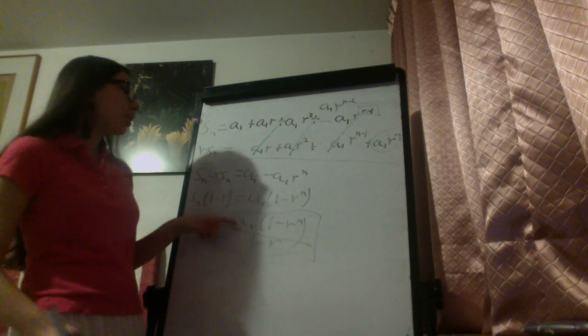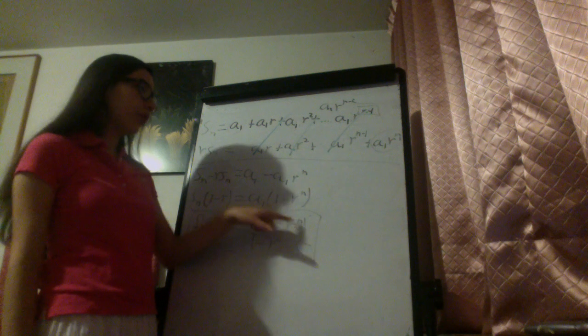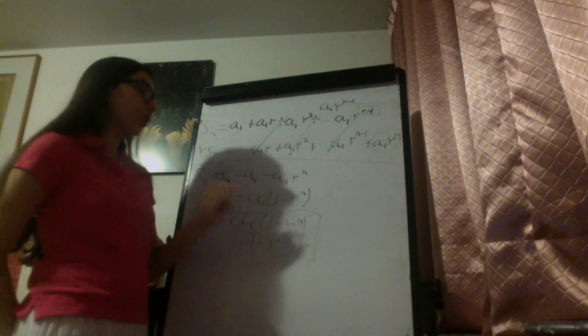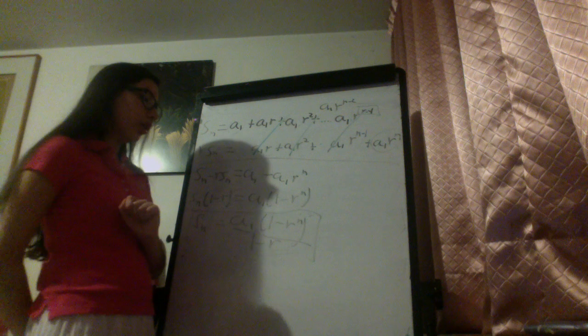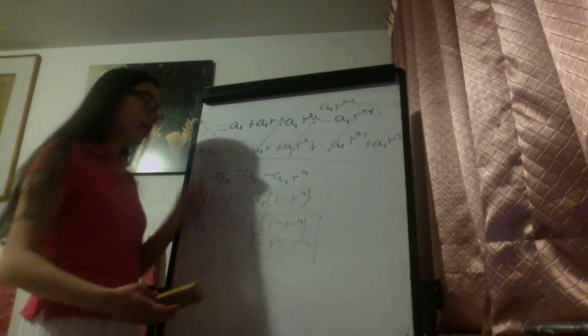The first term times 1 minus the ratio to the number of terms. Let's say we want to calculate the summation of the first 3 numbers, so here it would be to the power of 3, divided by 1 minus the common ratio. Maybe in the next videos we will do exercises.